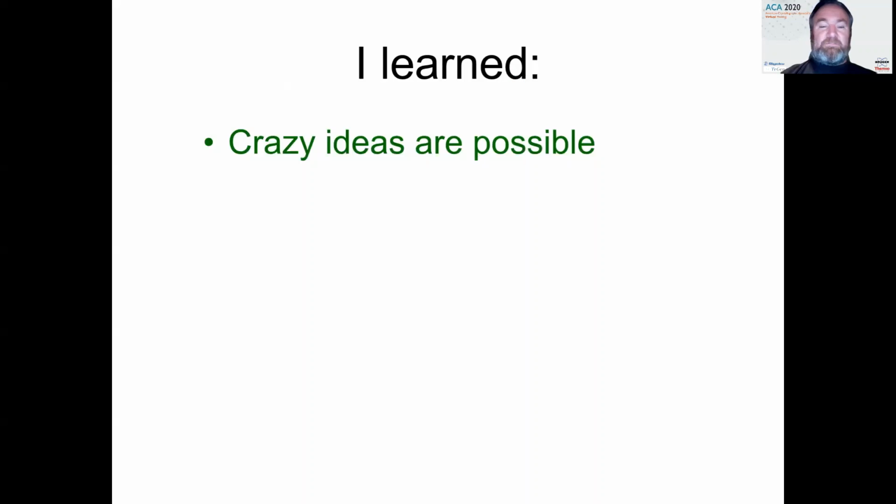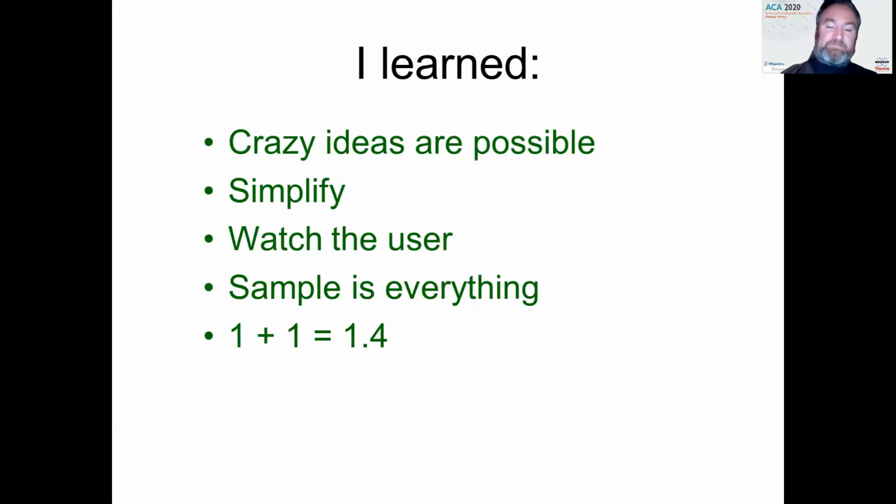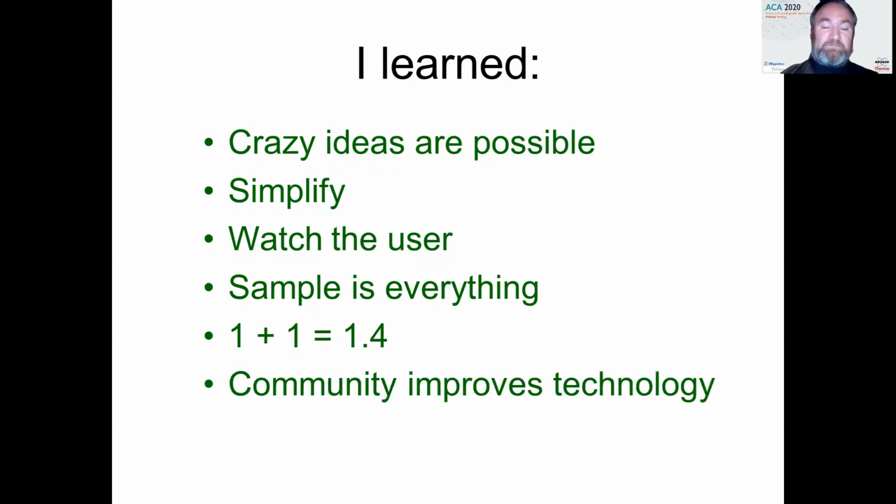So what I learned from all this is crazy ideas are possible. I did learn that a long time ago. Simplifying things makes them work better, more efficiently. You've got to watch the user, see the kinds of mistakes that they make, the things that get in their way. The sample is everything. 1 + 1 is 1.4. And if we can keep the basal fluorescence below the noise floor of these sensors, then it won't be important. But most important of all, community improvement of technology is the best way to go.